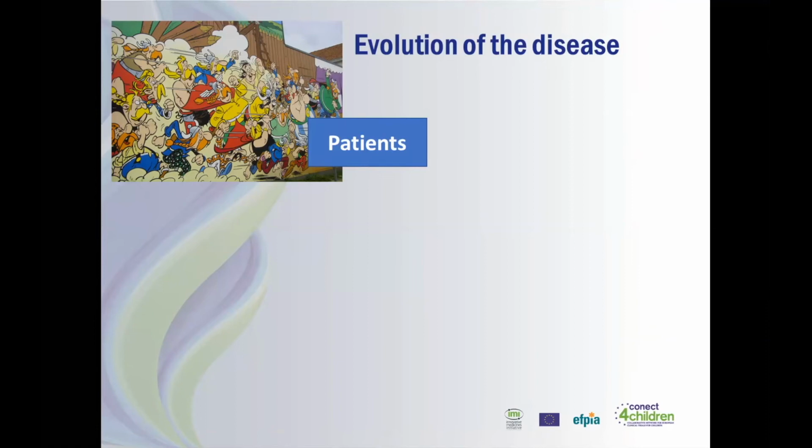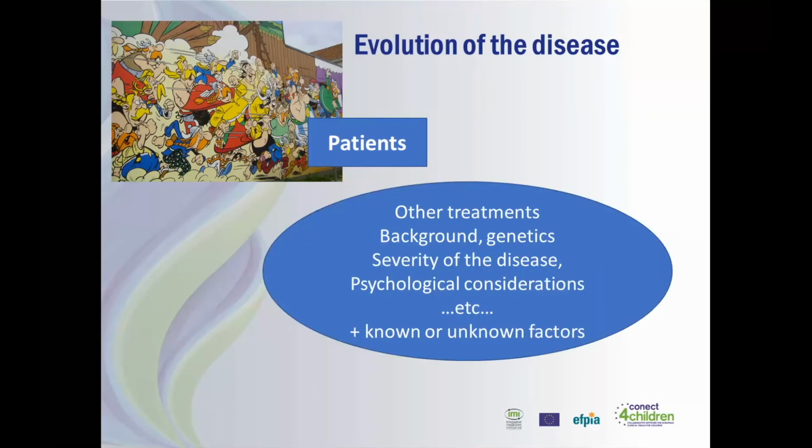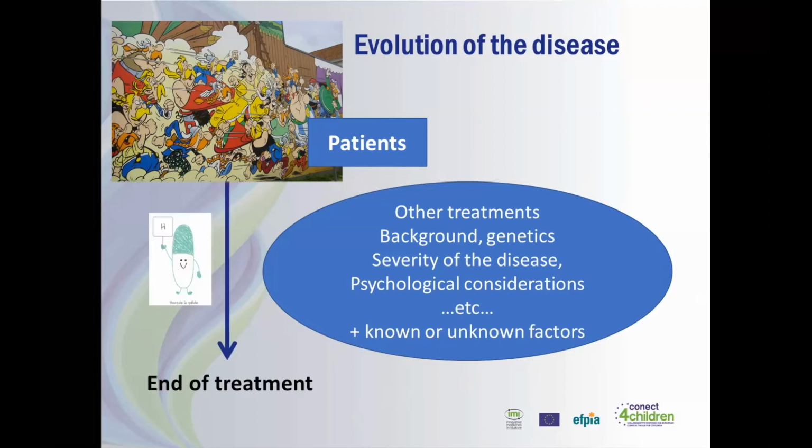We can see that. So all are different in their condition, depending maybe on their genetics, on their background, on the severity of the disease, on psychological considerations, and some known and unknown factors. So some also take a potion, a magic potion, we know that. So they have other treatments to do better. Some don't. So if we just give them all the treatments, what will happen?